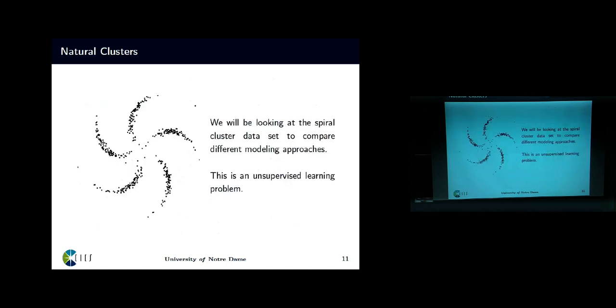The one we're going to be looking at is spiral problems. The reason for that is, one, it's pretty simple, but two, you see that we have very discrete clusters that we want to categorize. So each one of these we want to define as a different class. However, they're also non-Gaussian, so they have this non-linear structure. And this is an unsupervised learning problem, so you don't have any pre-labels.